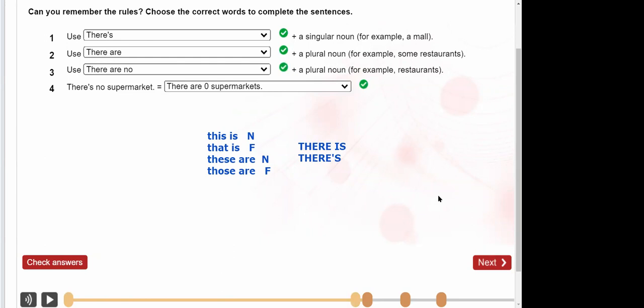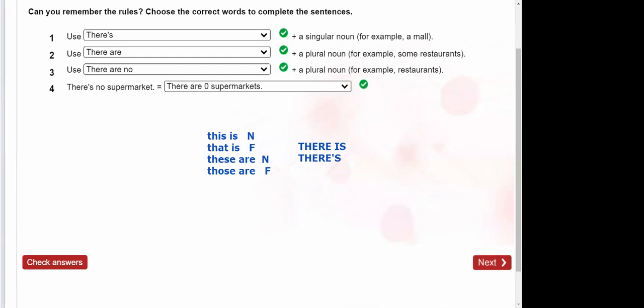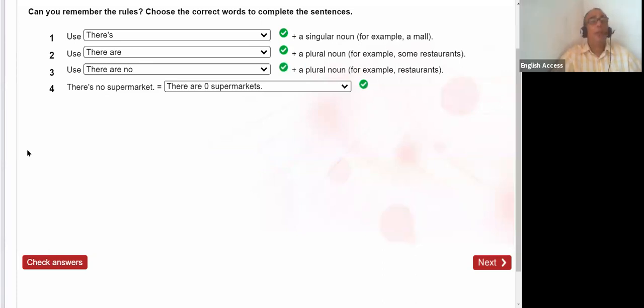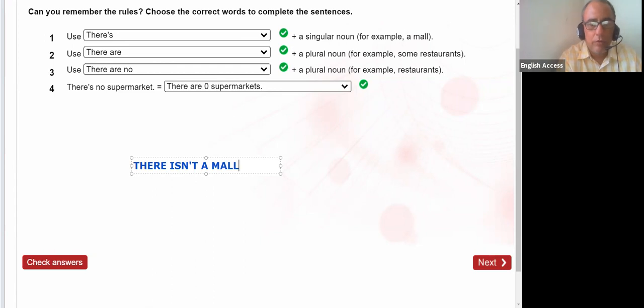Profe, en ese there are no, ¿se puede utilizar there aren't? Sí. En ese se puede usar there aren't. Sí. Negativo sí lleva there isn't también. Que no hay. There isn't. There isn't a mall. No hay un centro comercial. There aren't restaurants.